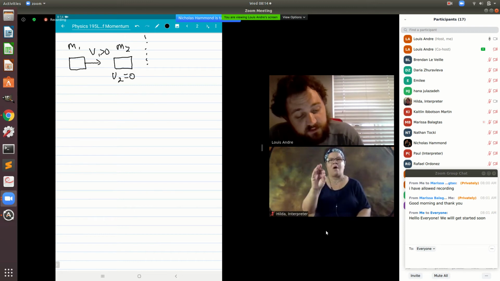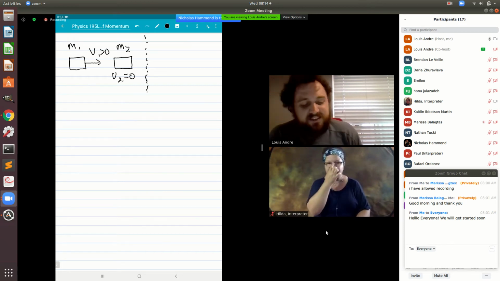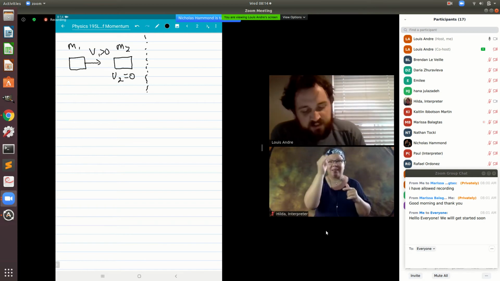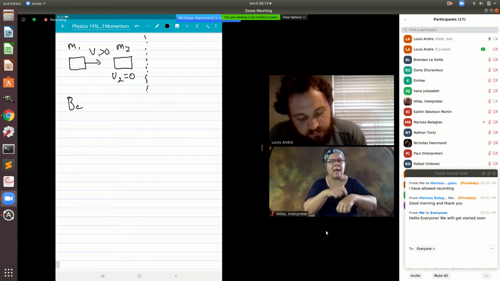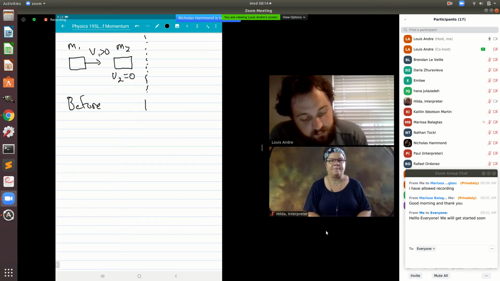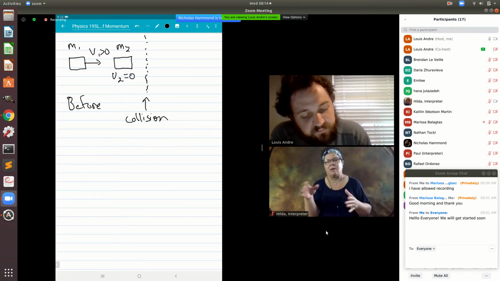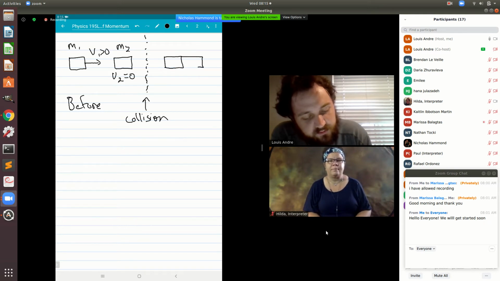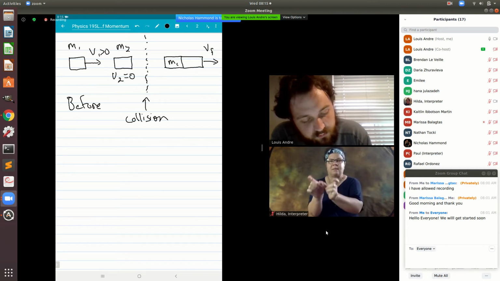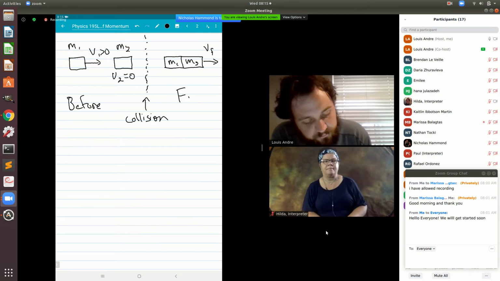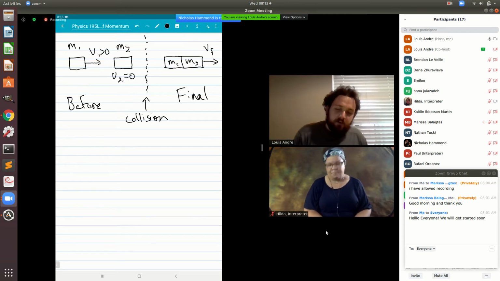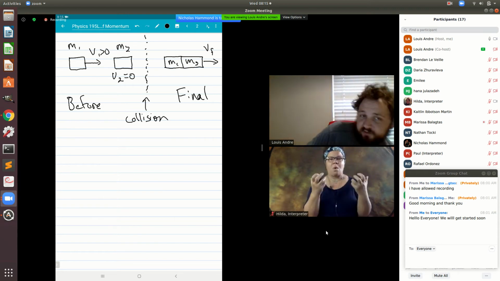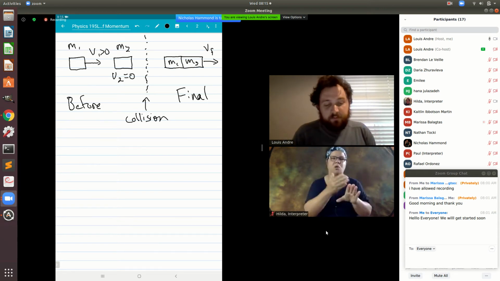It's separated by time. This is before, this here represents the collision, and then this is after. We'll look at the situation where they stick together. You always want to separate your collision problem, which is usually what a momentum conservation problem is, into your before and your after.